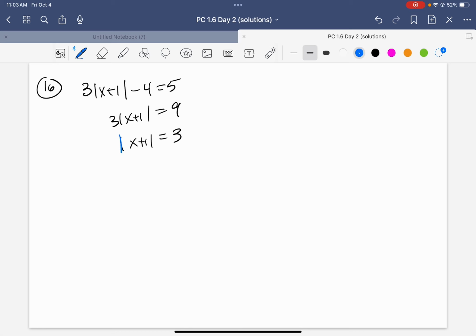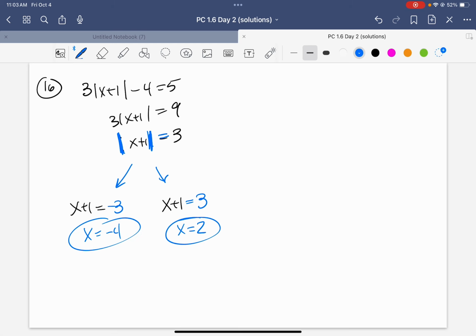Now the important part is, now that I have it as the absolute value of something equals a number, I can change its form. If the size of something is 3, then that thing was equal to -3, or that thing was equal to +3. One of those two things happened. So that means your number was either -4 or your number was 2. Those are two possible answers. Number 20.